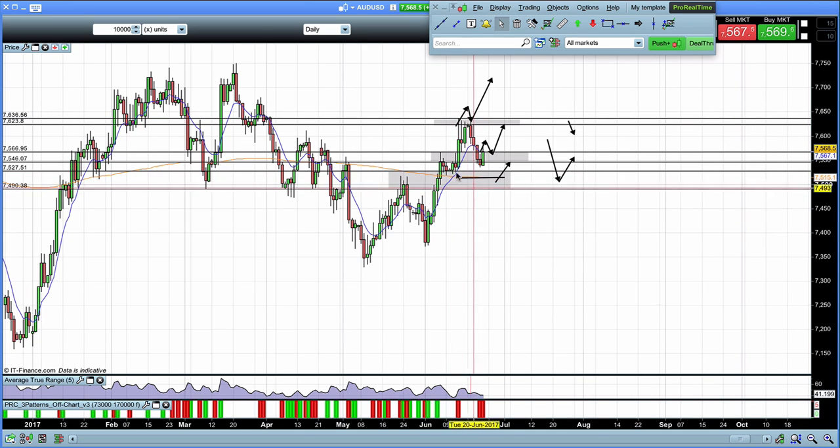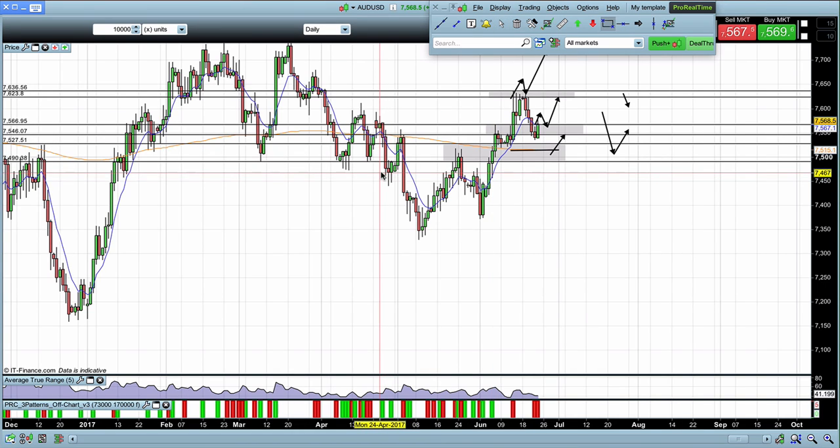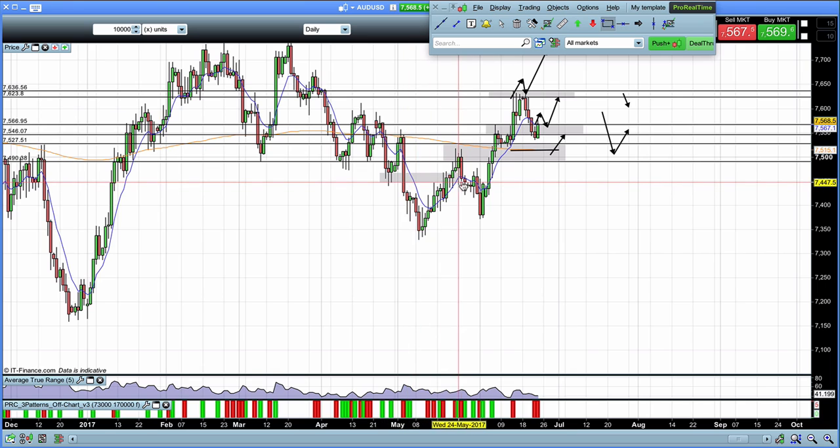Now, if we started to break down below this area right here, there are still levels of support down below. However, we would potentially be seeing the market breaking or attempting to break this upward stepping momentum and potentially see an end to this bullish sentiment. Where would the next level of support on the way down be? Let's have a look. Really this whole section right here.